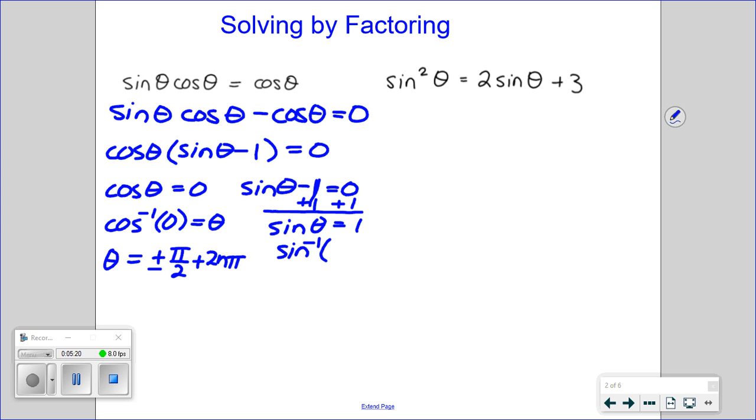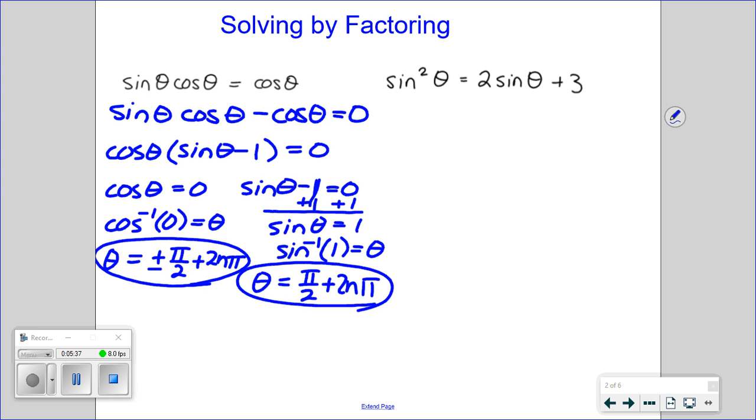We'll use our inverse to solve for theta. And then we'll think to our unit circle where sine equals 1. Well, that actually occurs at pi over 2 plus 2n pi. And we have all of our solutions. Now, honestly, we probably could condense that just to positive and negative pi over 2 plus 2n pi, but, you know, we've definitely got it all covered.